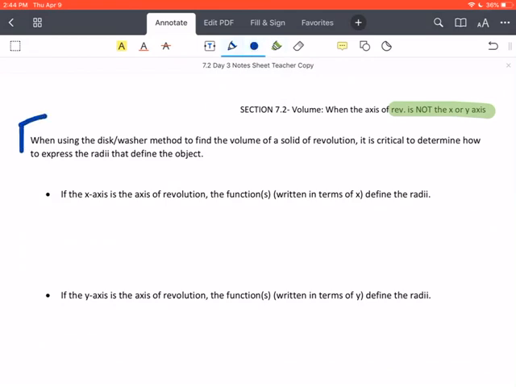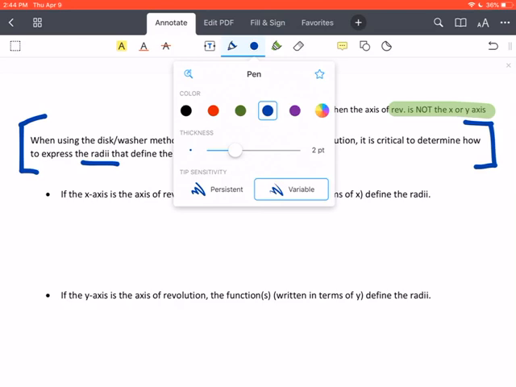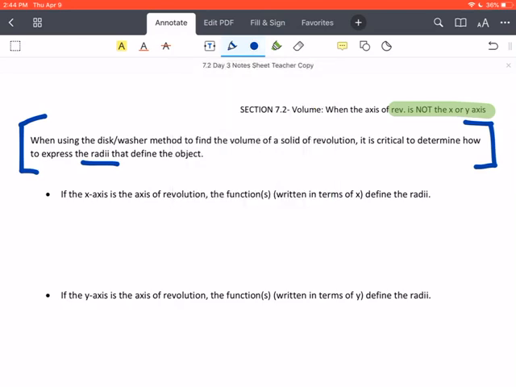Okay, but basically, the big idea says, when using the disc and washer method to find the volume of a solid of revolution, the most critical thing is to determine how you're going to express the radii of each disc or each washer before you jump into creating your integral. So, if we look at case 1, the x-axis is the axis of revolution. And the function obviously has to be written in terms of x, so it's going to be in y equals form. Those functions need to define the radii.